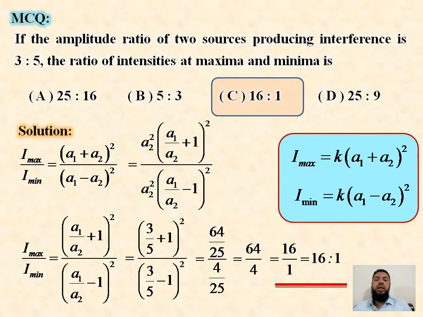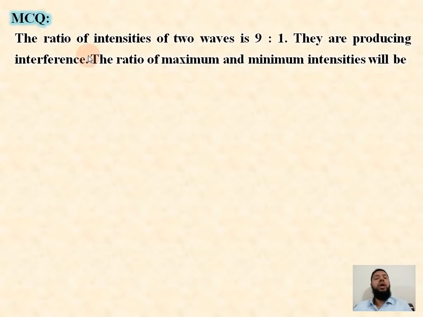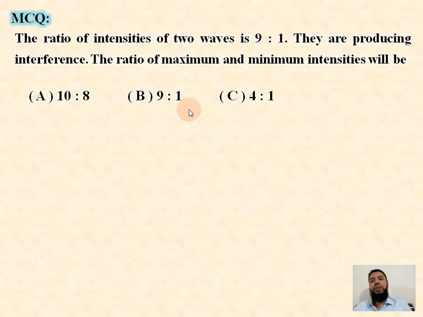ಮುಂದಿನ ಪ್ರಶ್ನೆಯನ್ನ ಗಮನಿಸೋಣ. The ratio of intensities of two waves is 9:1. They are producing interference. The ratio of maximum and minimum intensities will be option A 10:8, option B 9:1, option C 4:1 and option D 2:1.